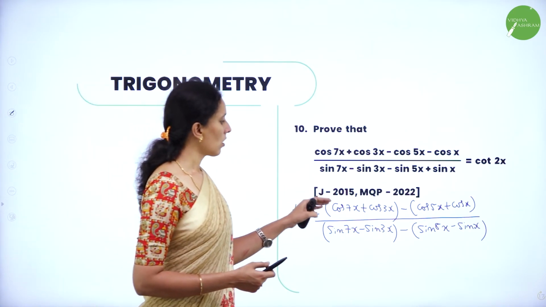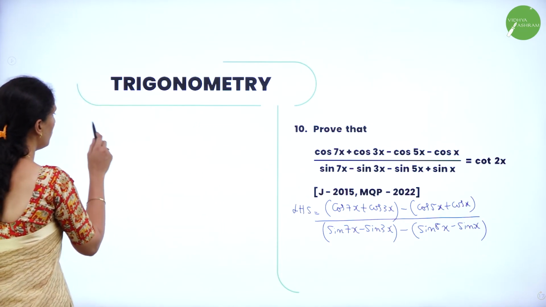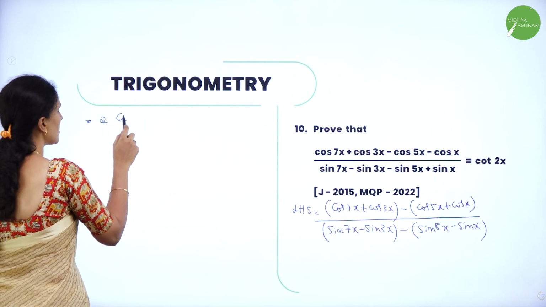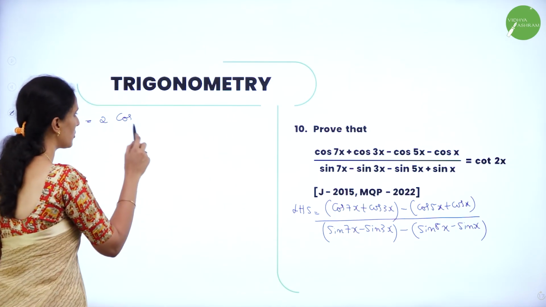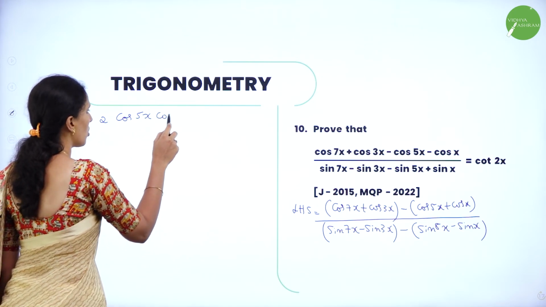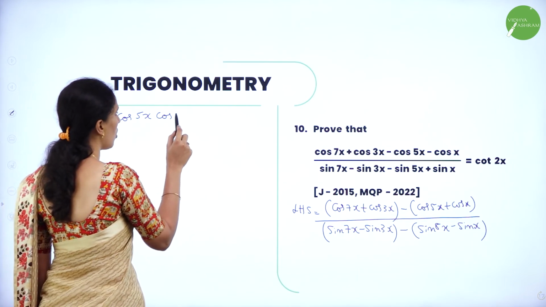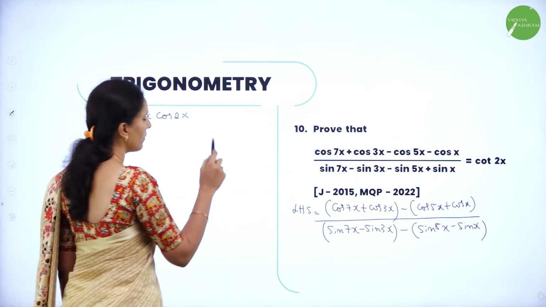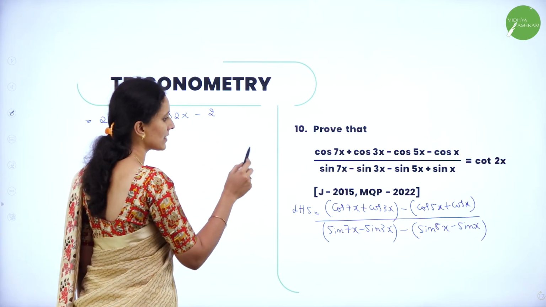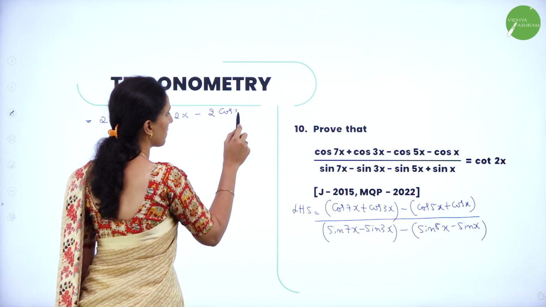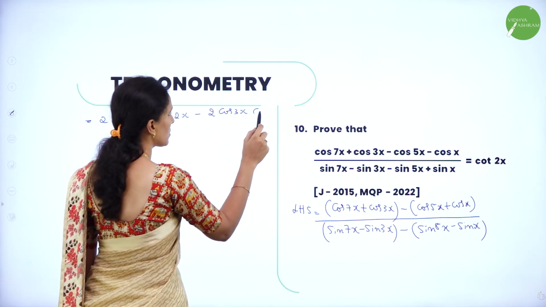Now here cos C plus cos D can be written as 2 cos of (x plus y)/2. 7x plus 3x is 10x, 10x by 2 is 5x. Next, 7x minus 3x is 4x, 4x by 2 is cos 2x. Next, again we have minus 2 cos of (5x plus x)/2, which is 6x by 2, cos 3x. Then 5x minus x is 4x, 4x by 2 is cos 2x.